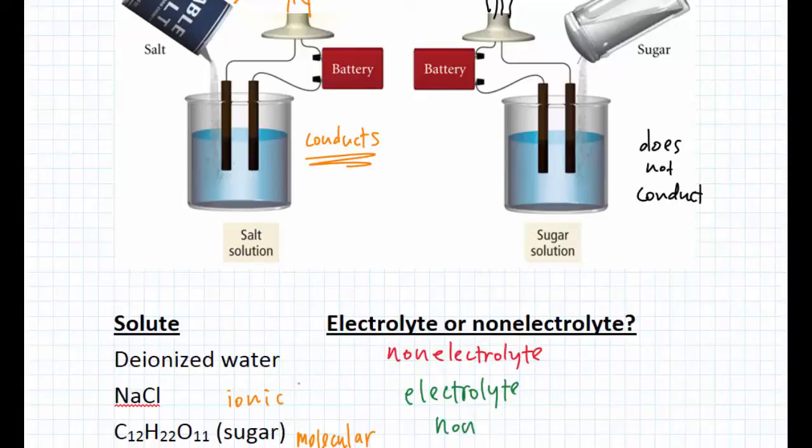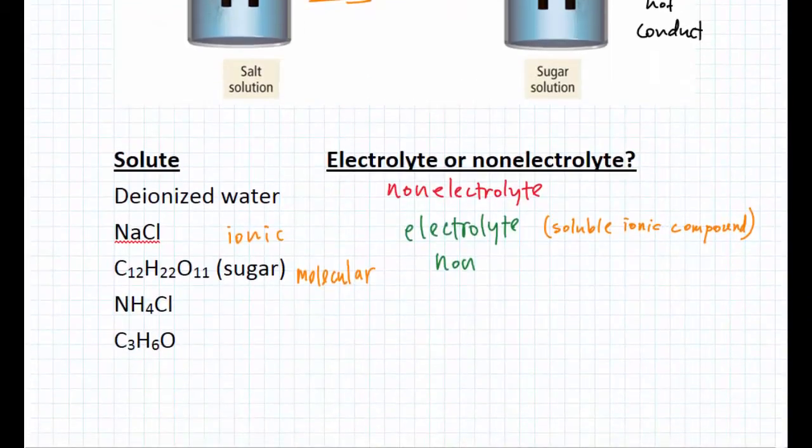Okay? Ionic compounds, if they dissolve, okay, we're going to say here, soluble ionic compounds, when dissolved in water, will cause that solution to conduct electricity. Okay? Molecular compounds, no matter how well they dissolve, whether they dissolve or not, they will not help conducting at all. Okay? So look at NH4Cl and think about that carefully.